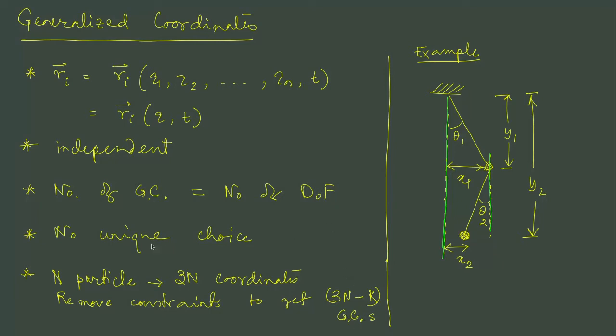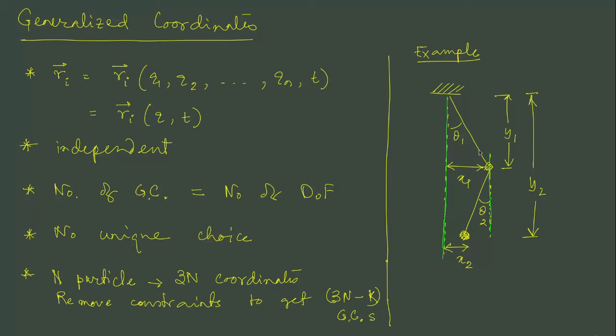Now, there is of course no unique choice of independent coordinates. These q1, q2 up to qn can be selected in different ways. And of course, if the constraint involves an explicit function of time, then these are rheonomic type constraints. Then in the expression of r, the transformation equation from r to q will involve the time explicitly. We look at an example.